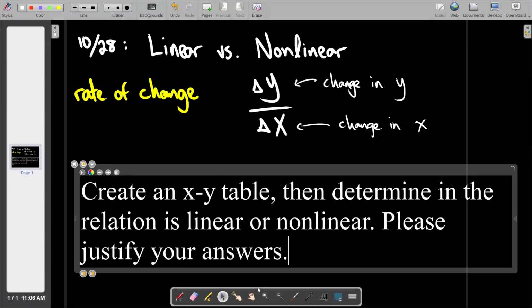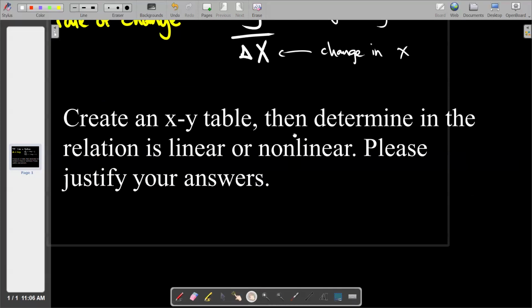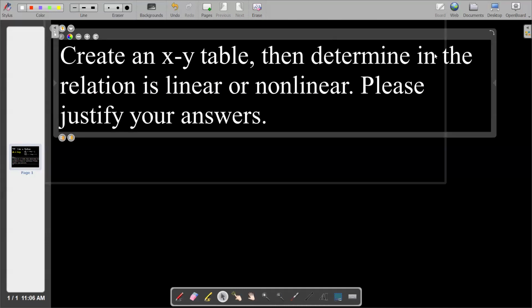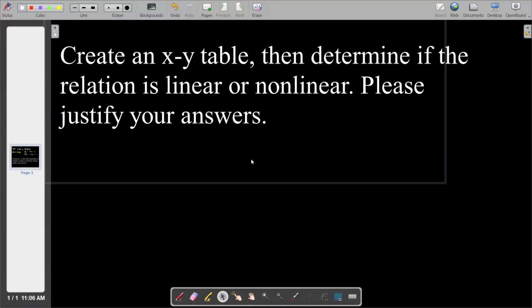So this is what the directions are going to say. I'm going to scroll this up a little bit. Oh, I meant to say determine if the relation, not in the relation. I'm guessing you guys figured that out. My bad. One of those days. There we go. All right.